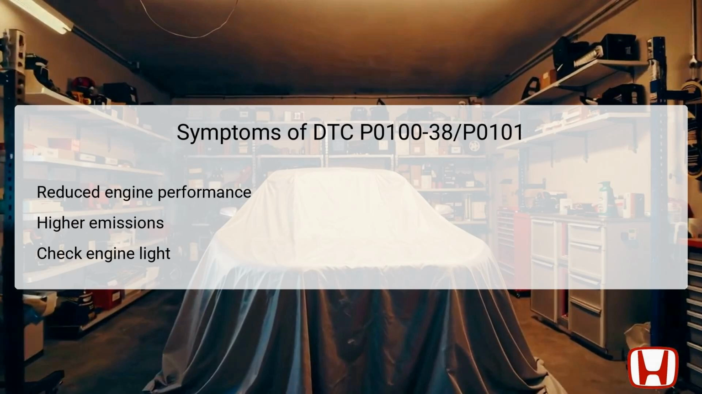Symptoms that may manifest due to DTC P0100-38 or P0101 include reduced engine performance, where the vehicle might feel sluggish or underpowered during acceleration. This happens because the engine's air-fuel mixture is not being optimized adequately when the MAF sensor fails to provide accurate readings. Additionally, you may notice higher exhaust emissions.